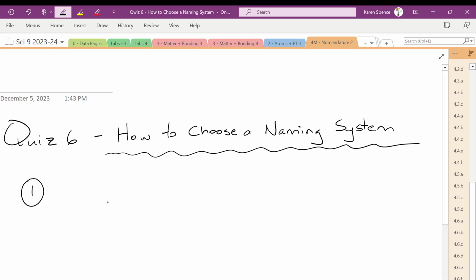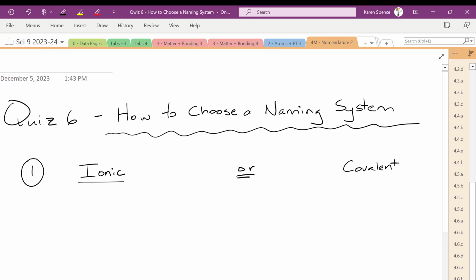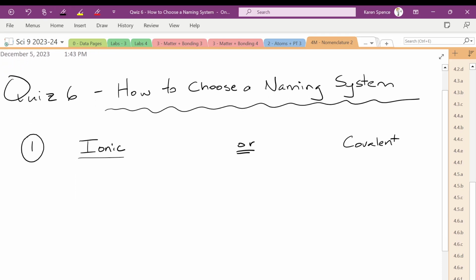The big choice you need to make is you need to say, is my compound ionic? Or is it covalent? Okay. Tell your partner, how do you know if a compound is ionic? So let's start with, how do we know if a compound is ionic?